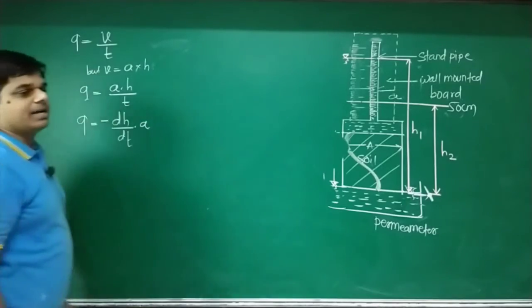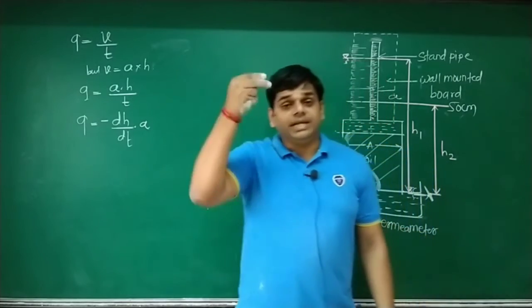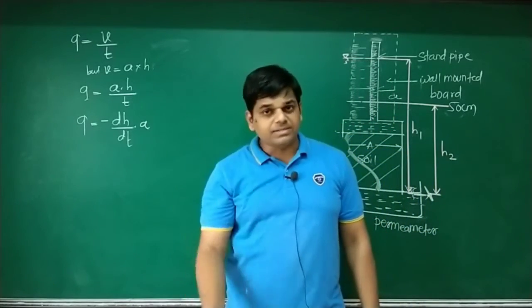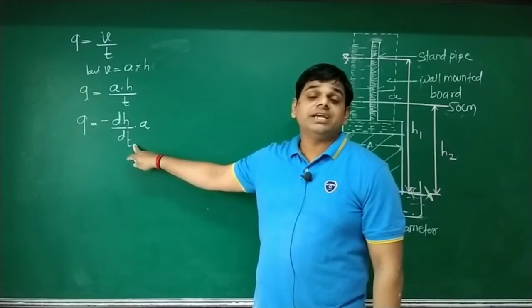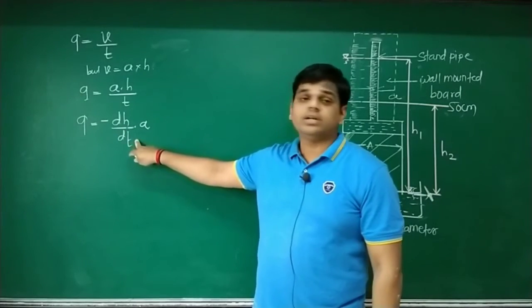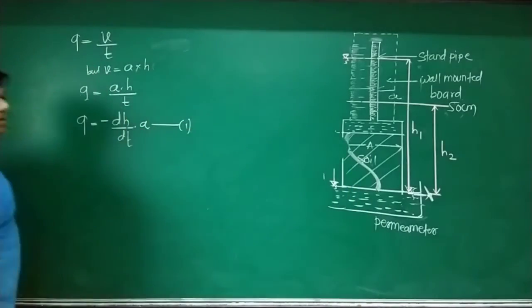And we use a minus sign. Now, what is the meaning of this minus sign? Minus sign indicates decrease of head. Head decreases. And dH by dt means change in head position with respect to what? Time. So for this, I will mark expression number 1.